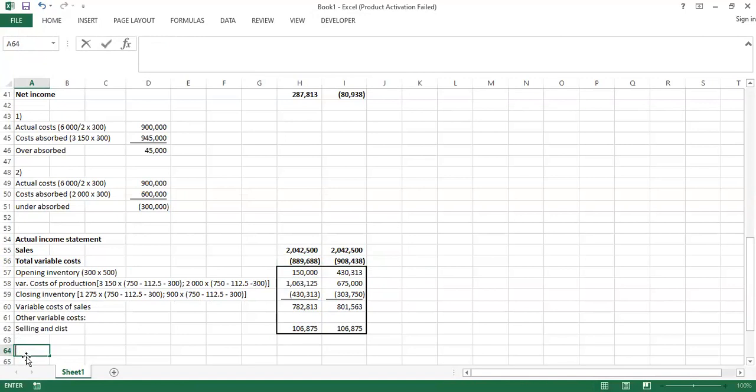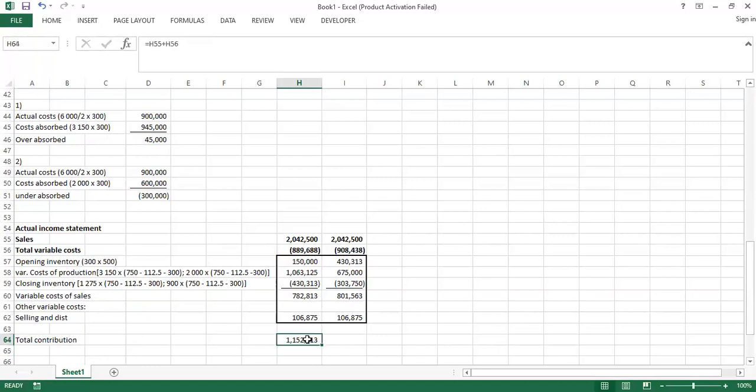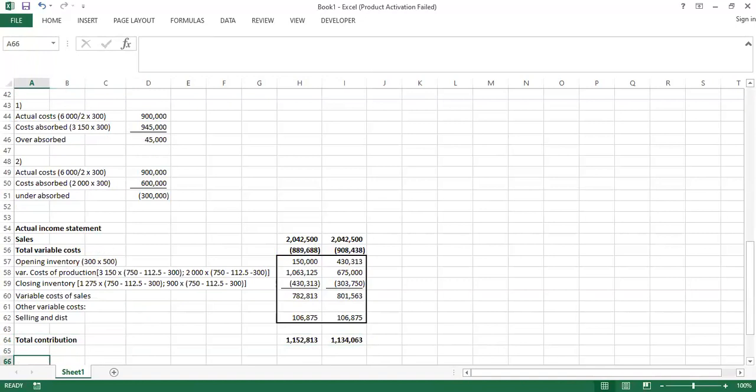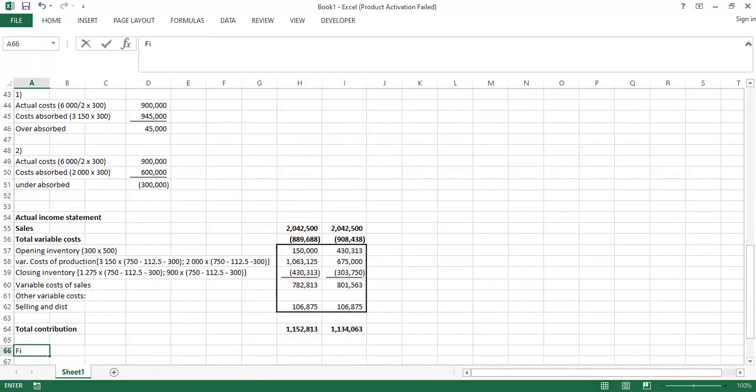Okay, so this is total contribution. Let's put this as total contribution. So total contribution is going to be sales and then minus our total variable costs. This is going to give us our total contribution. Right. Then we need fixed costs now, because you realize that we included every cost here except for the fixed costs. What fixed costs? We want the actual fixed costs, right?